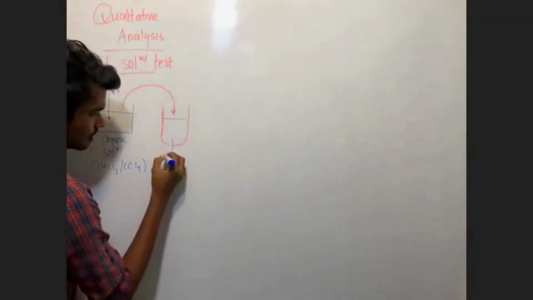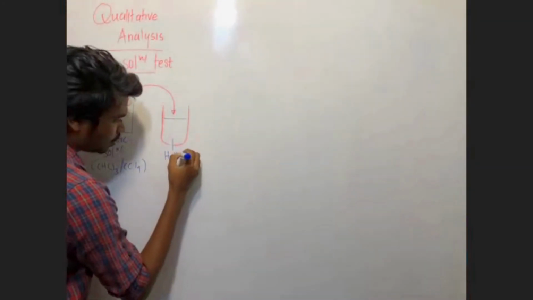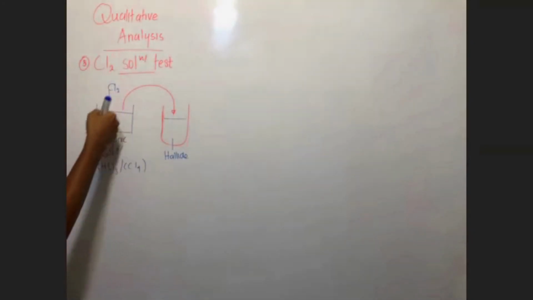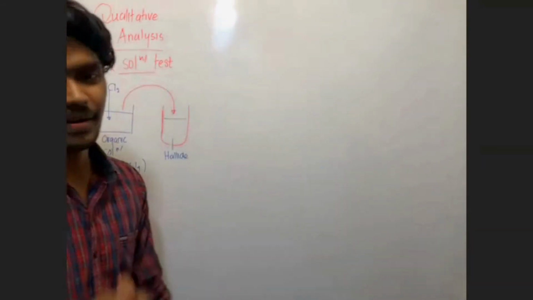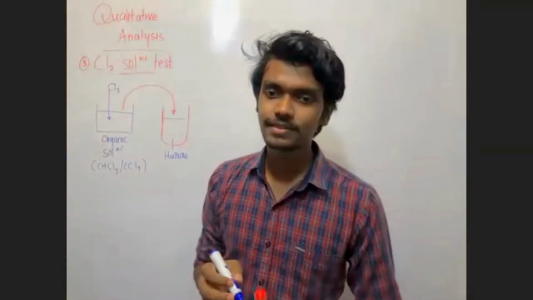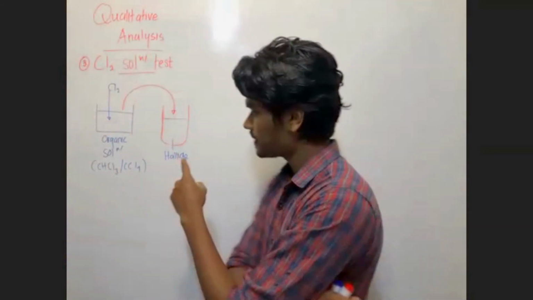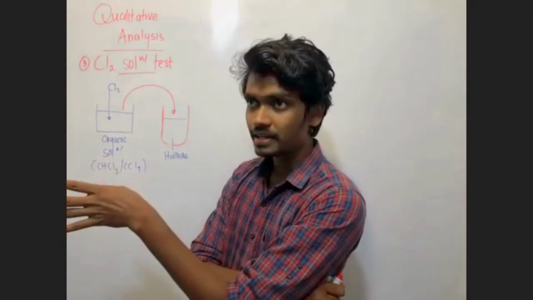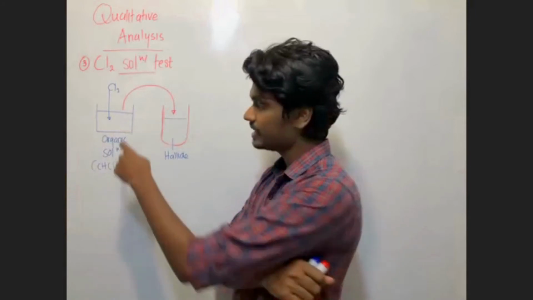To the halide, this solution, right? After passing Cl2, the resulting solution is sent to the halide. What will you observe? In this, what is there? Cl minus or Br minus or I minus.